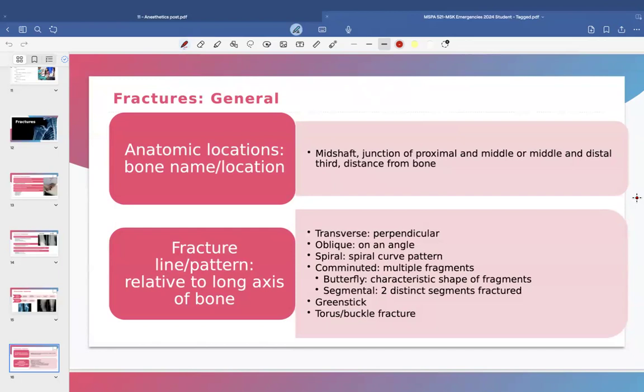Anatomically, when you think of mid shaft, where is that going to be? In the middle. Proximal is going to be closest to the midline of your body. Distal obviously is going to be furthest away. Using terminology such as middle, distal, and the neighboring bones is always super helpful. And fracture line patterns are great for your terminology and thinking, and great for your exams.